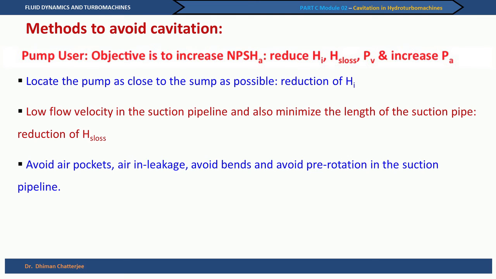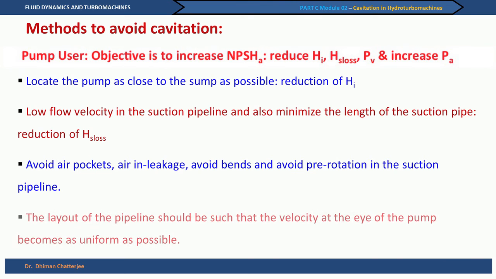It may not always be possible to completely avoid bends, but if you have bends, then give sufficient length before the pump is kept, and avoid any rotation in the suction pipeline. The layout of the pipeline should be such that the velocity at the eye of the pump becomes as uniform as possible. So, the chances of cavitation because of local pockets of high velocities are less.